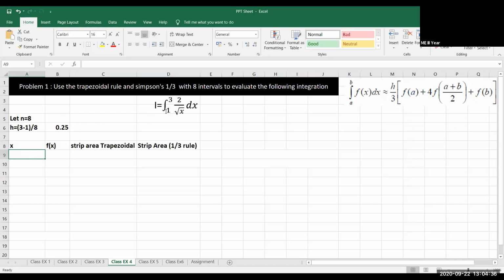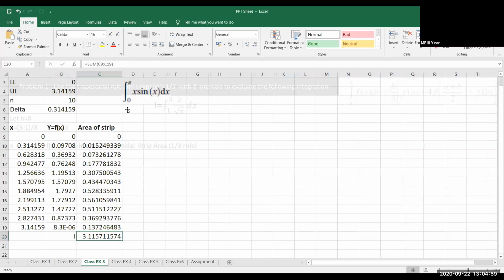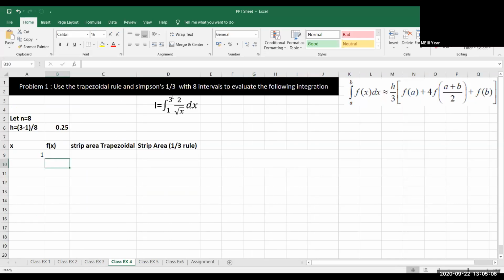After that, you have to enter here. See, from lower limit to upper limit, you have to divide into an equal number of intervals. What is the lower limit here? The lower limit is 1, so we have to enter 1 in the first cell. Previously we started with 0, because the limit started with 0. But in this next example, our limit starts from 1. Suppose the limit is from 10 to 30, then you should start with 10 here.